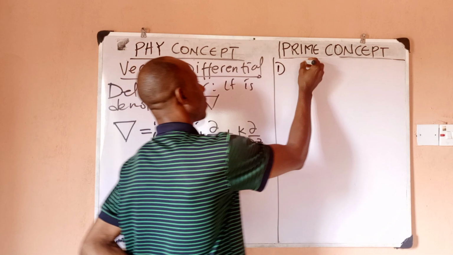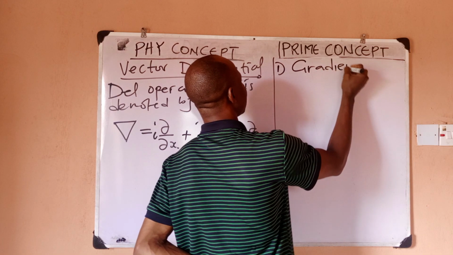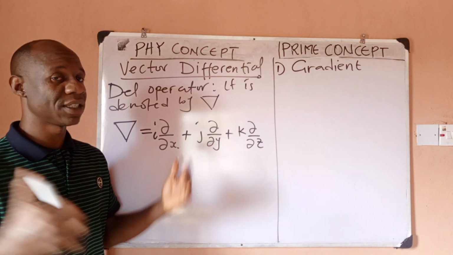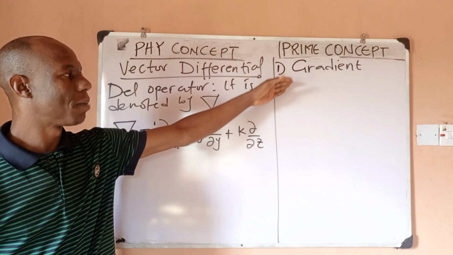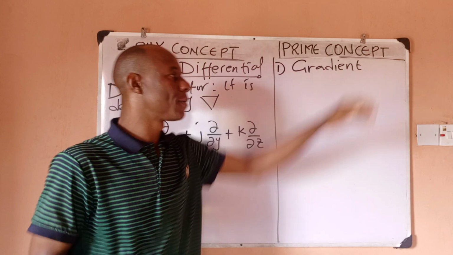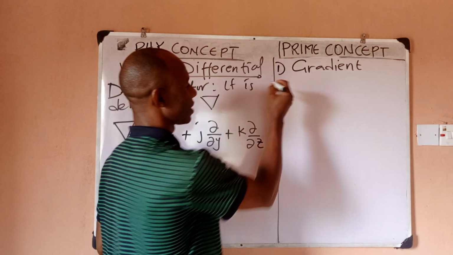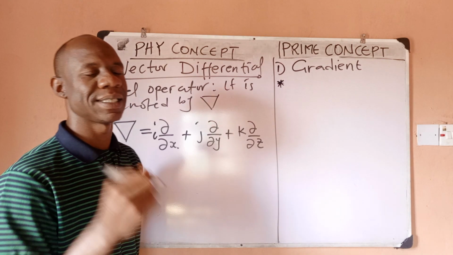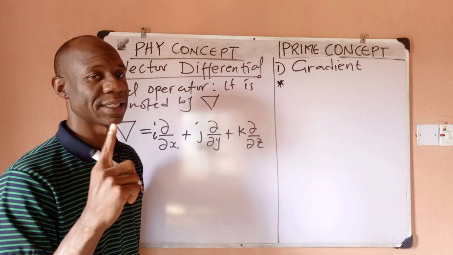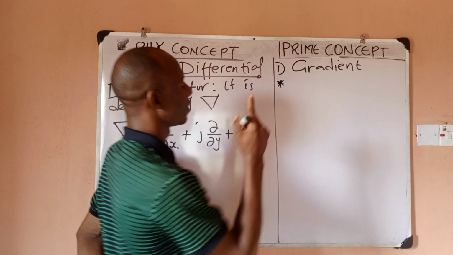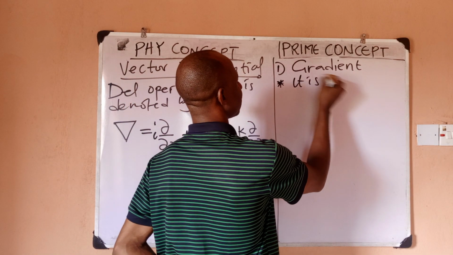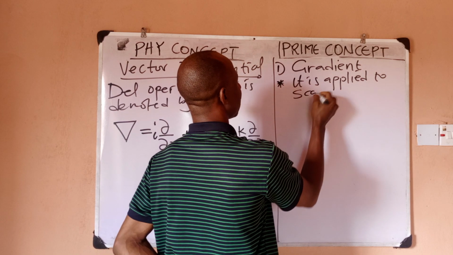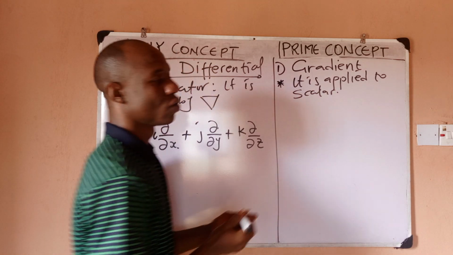It can be applied to what we know as gradient, to obtaining gradients. So we can use the del operator in three major applications, or let's say four major applications. Number one is in obtaining gradients, right? Now, the first point I want you to note about gradient is that gradient is applied to scalars. Gradient is applied to what? Scalars. That's one thing I want you to know.